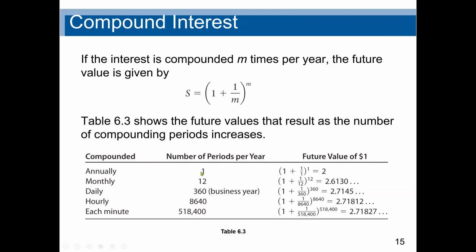So we start with 1 annually. We have (1 plus 1 over 1) to the power 1, which gives 2. Then monthly will be 2.6130. Daily, we can see again the differences are not that much, but if a bank compounds daily or even each minute, you are going to earn more interest than if it's monthly or semi-annually, etc.